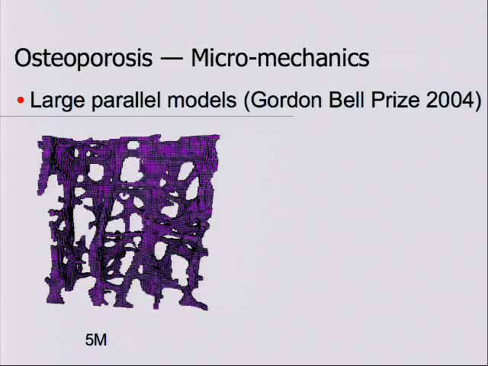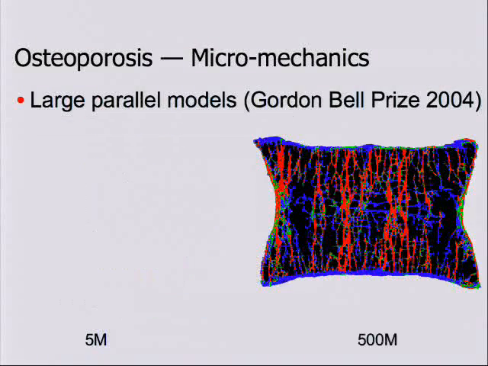And then we extended it further to looking at larger pieces of bone. And here is another finite element model of a slice through a human vertebral body. And the red colors show the regions of high stress as you compress this vertebra. So these computer models had 500 million degrees of freedom, and we won the Gordon Bell Prize in 2004 for the scalability of the parallel code used to analyze those problems.